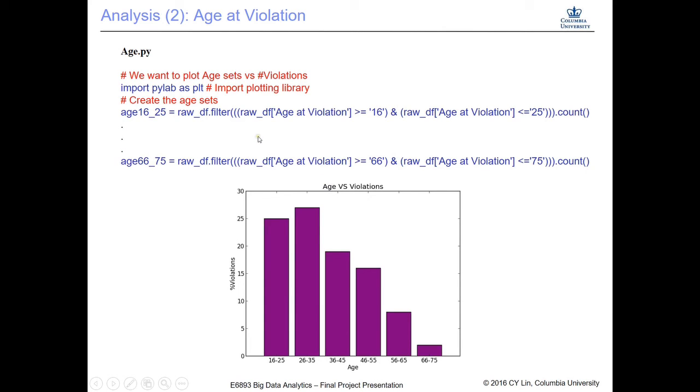First, we want to plot a bar chart of 6 age sets of 10 years each, starting from 16 to 75. After running filter and count operations on our dataset, we divided each count by the total number of violations to find the percentage. Next, we plot the bar chart here. It becomes clear in this bar chart that younger ages contribute to more than 60% of the total violations.